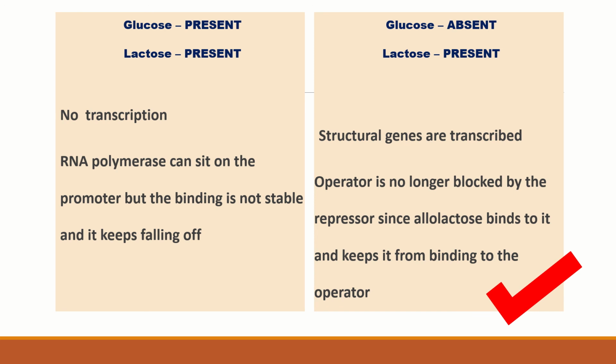Cyclic AMP binds to the inactive CAP and changes it to active CAP that binds to the CAP binding site. This allows the RNA polymerase to fully bind to the promoter. When this happens, it's evident that transcription will occur smoothly. So these are the four conditions when we see transcription is occurring and transcription is not occurring. So the last one is the only condition when we get to see the occurrence of transcription.